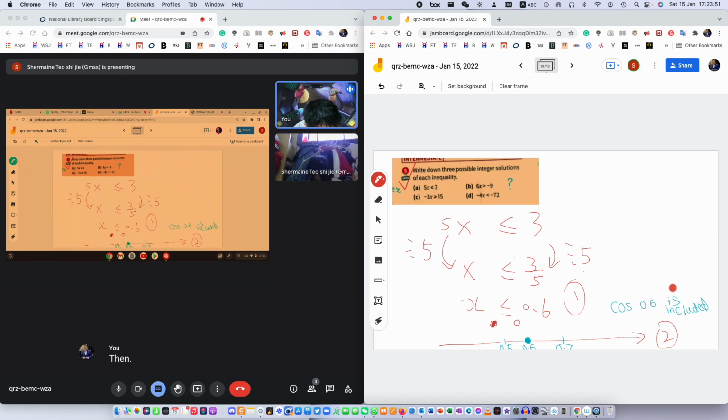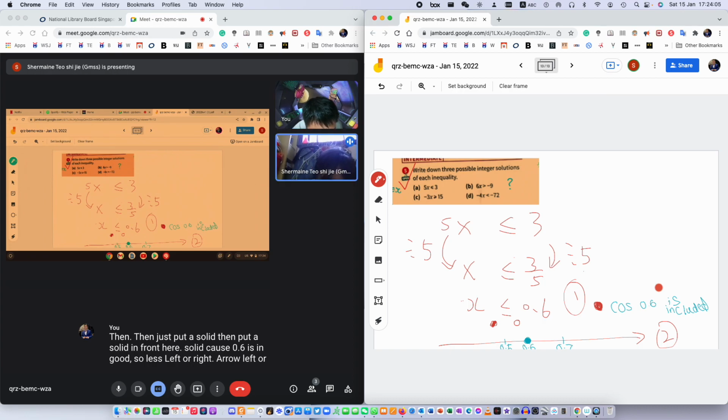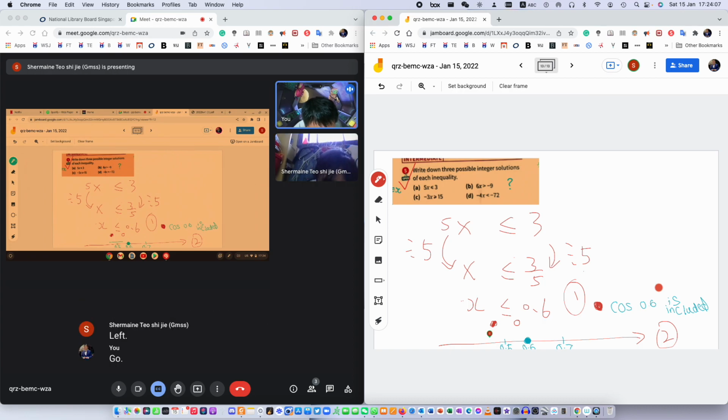Then just put a solid circle in front here. Solid because 0.6 is included. Okay, good. So left or right? Arrow left or arrow right? Left. Go, show it. Okay, very good. So now, write down 3 possible integer solutions.